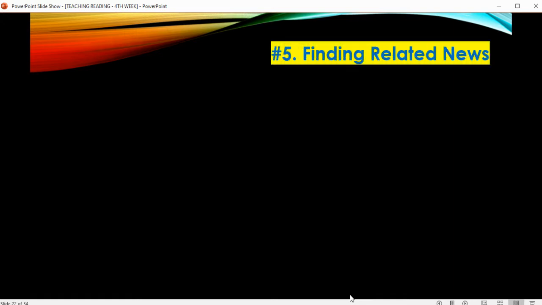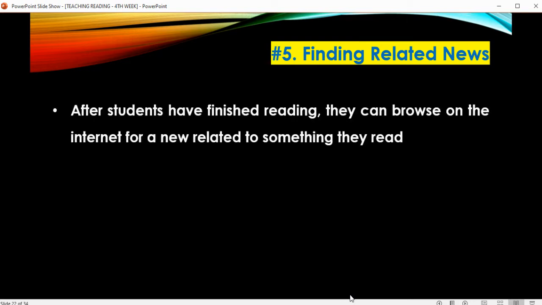Activity number 5. Finding related news. What are we going to do now? After students have finished reading, they can browse on the internet for news related to something they read. So here we are going to tell our students to search for some information related to the topic they have read, but on the internet.